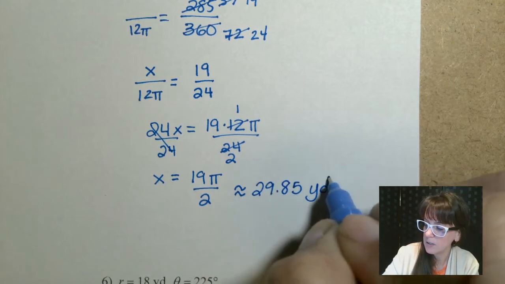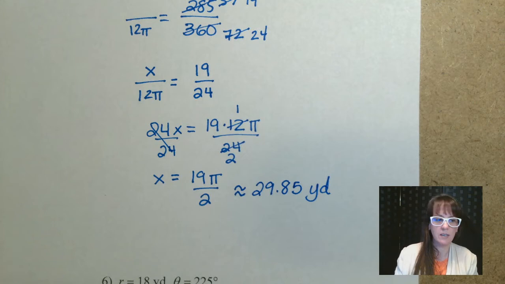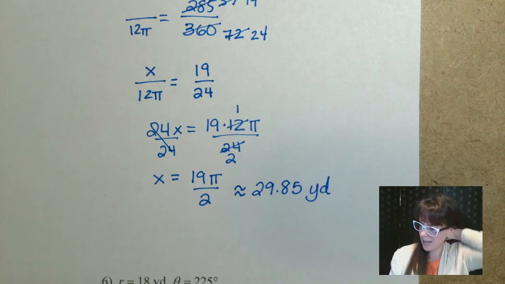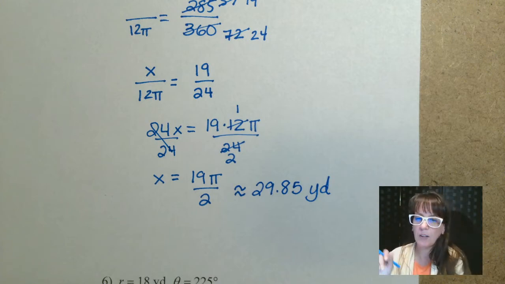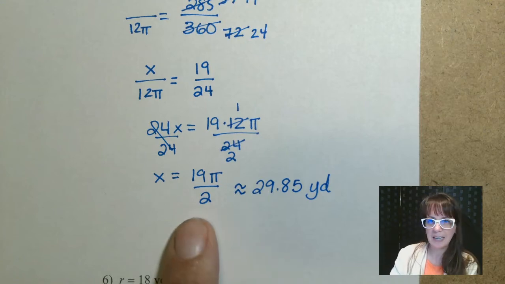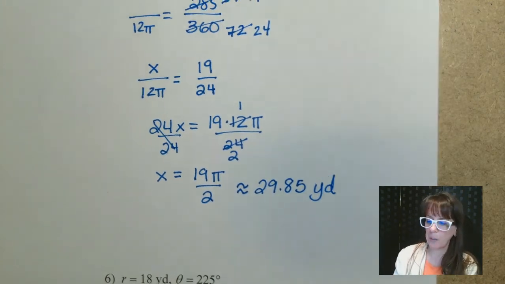So this is 29.85 yards, just yards. And in fact, in the other ones, I don't know that I put the units, so my apologies on that, but make sure that you put your units. All of these are just yards or feet or centimeters. It's not squared because we're not finding the area. We're just finding the length of one particular arc. So that would be the exact answer, and then that is rounding it using your pi button.